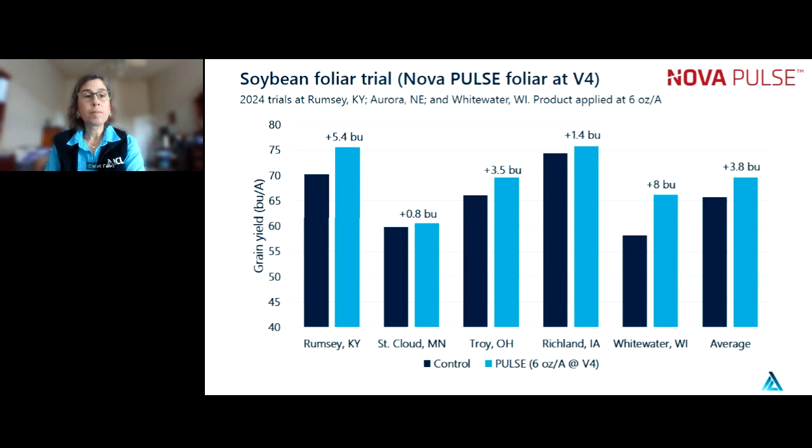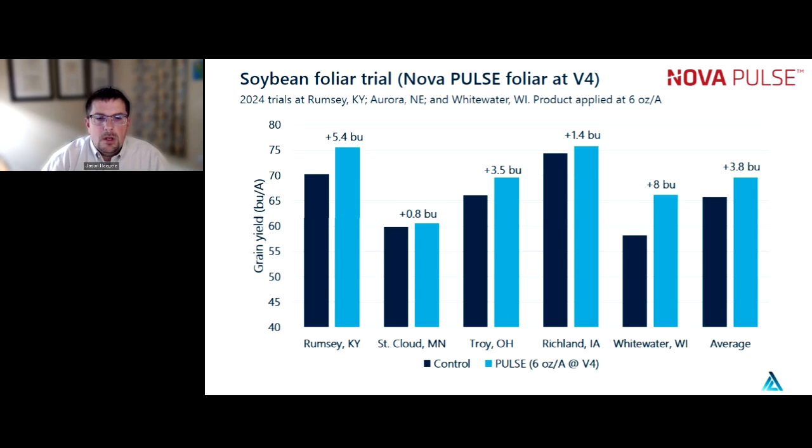Jason? Yeah, so very similar to the trial results that Christy presented for corn. Pulse is a nutrient product that we have demonstrated success and efficacy with on a broad range of crops, corn and soybeans, but also a variety of specialty crops, including cherries, apples, and others. This is an example of a 2024 soybean foliar trial, again applying 6 ounces per acre of Nova Pulse, 6 dry ounces per acre, at that V4 timing. Locations in Kentucky, Minnesota, Ohio, Iowa, and Wisconsin.